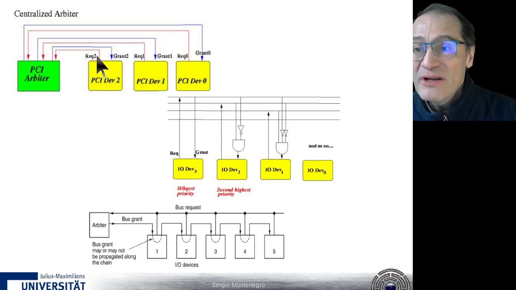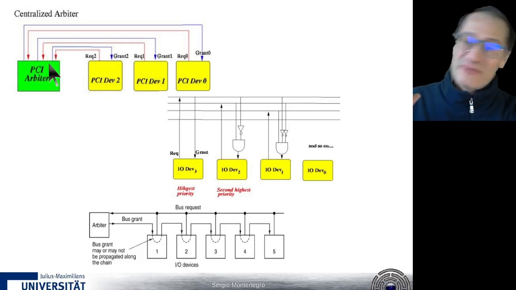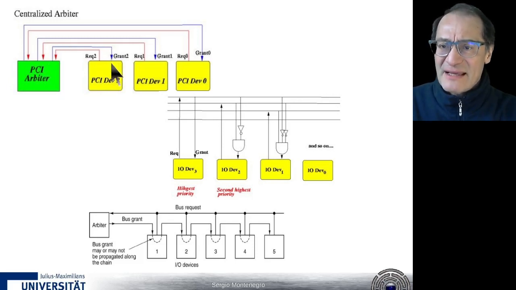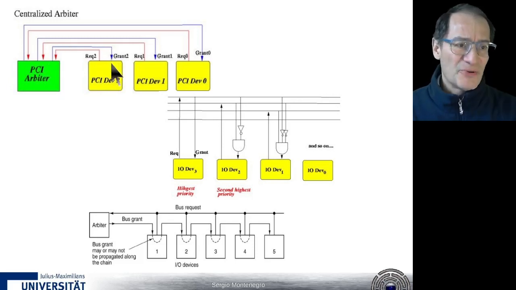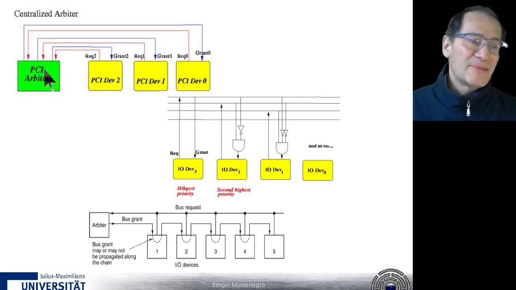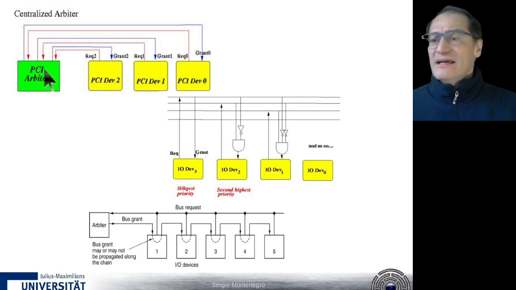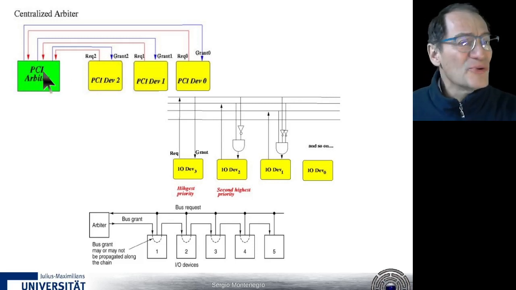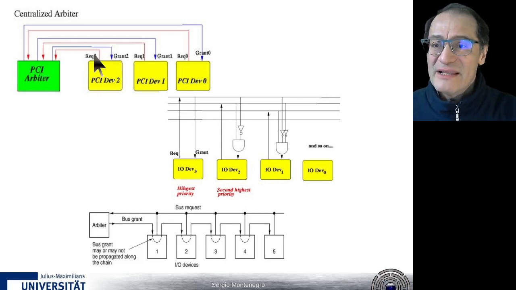So if only one is making a request, then there is no problem. The arbiter can give the grant and say, yes, please, you can talk. And when he concludes, he removes his request, and then the arbiter knows the bus is now free. The arbiter doesn't need to listen to the bus. He looks only at the requests.